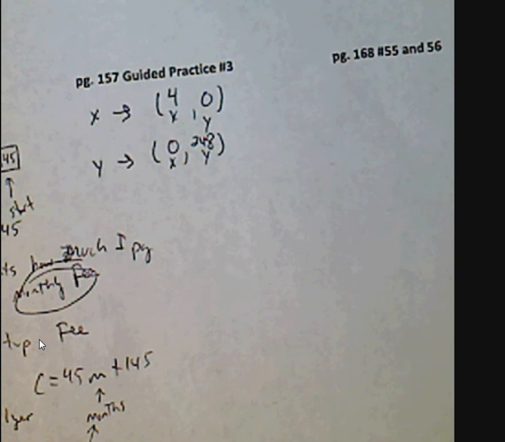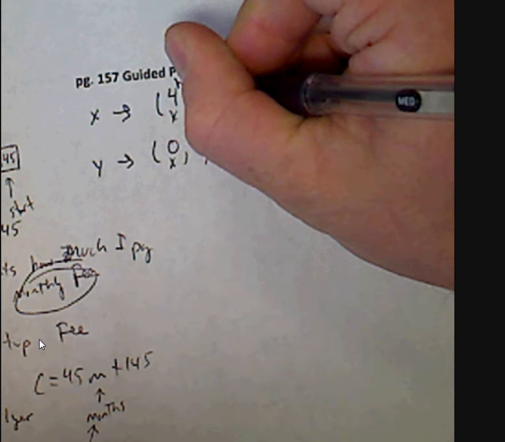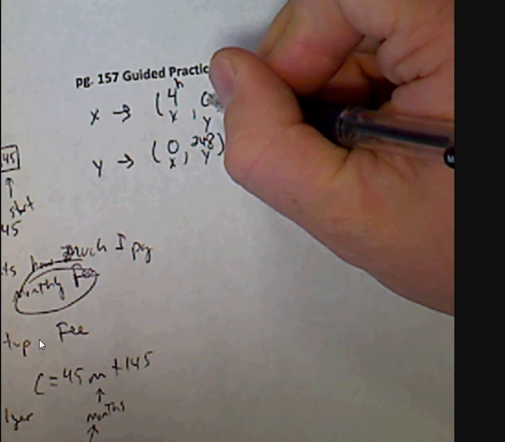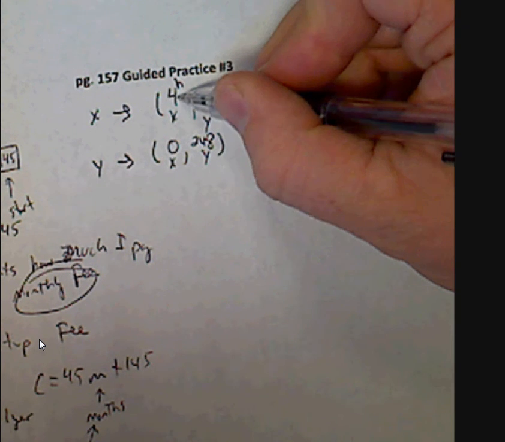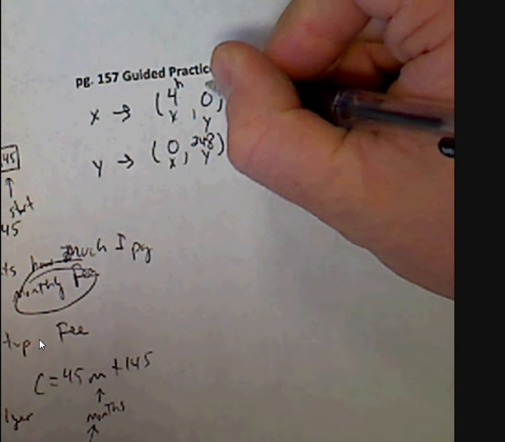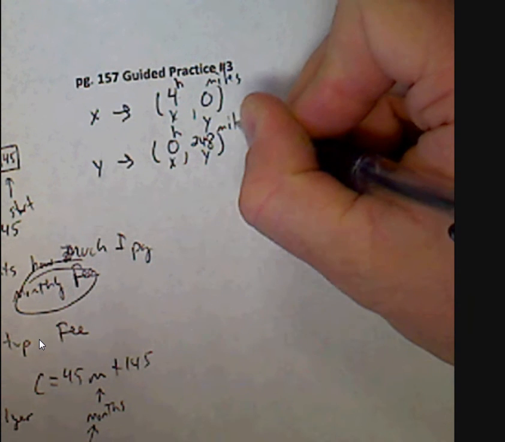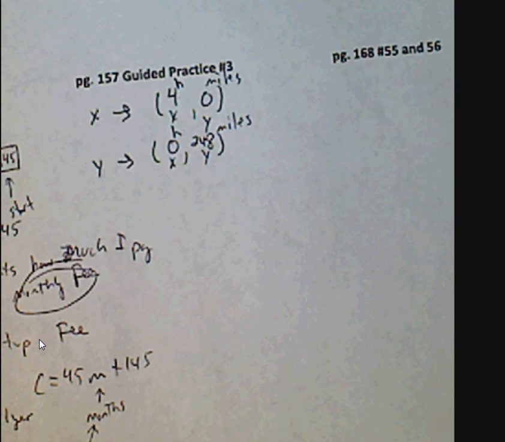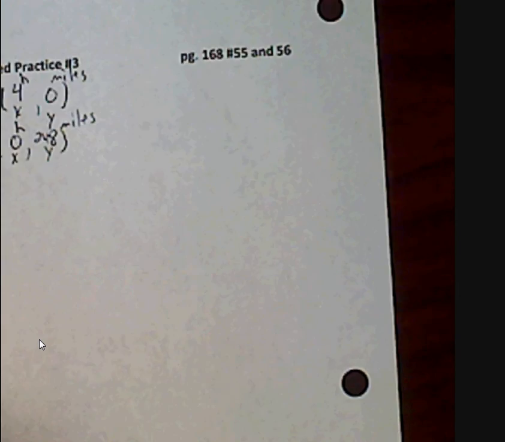So what do these represent? Well, x represents hours, so in 4 hours, my distance would be 0 miles. And at 0 hours, I'm 248 miles away. That's what they represent. I just need to label what they represent. That's it.